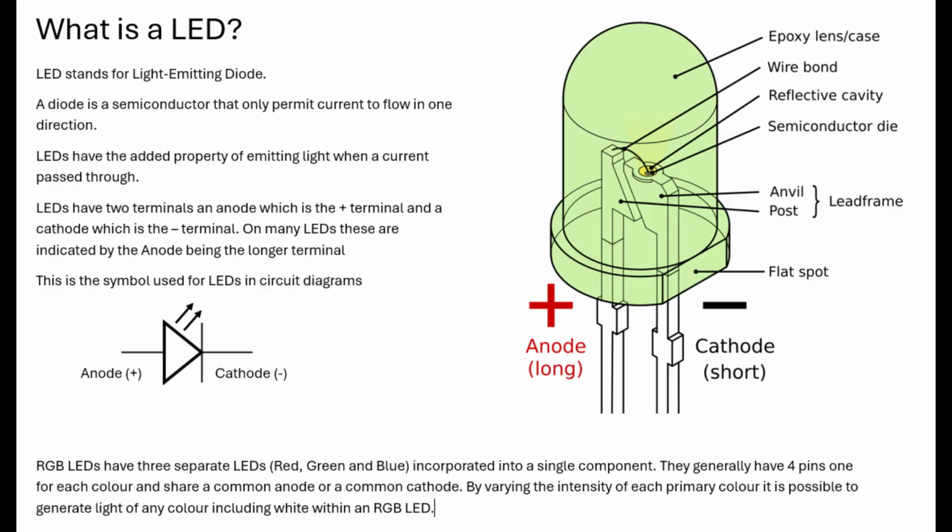See, one pin is slightly longer than the other, and that tells you which side is positive and which side is negative. Going back to this again, that's the electronic symbol for a diode. It will only let current flow in that direction. The positive pin is called an anode, the negative pin is called a cathode.